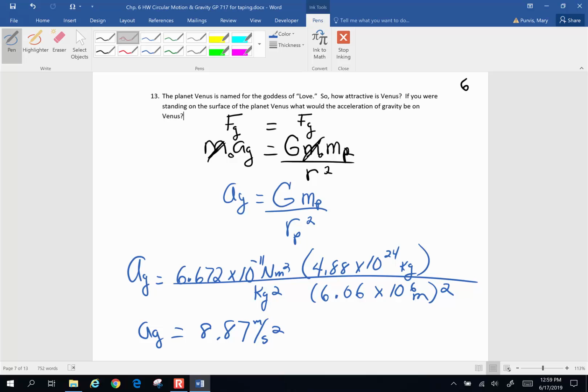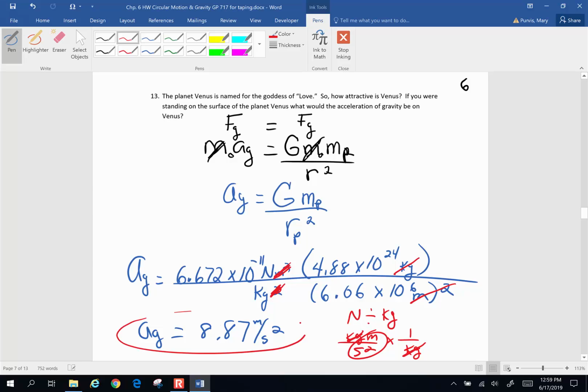Now let's take a look at where the units came from. I have kilograms on the top, kilograms squared on the bottom. So the kilograms on top will get rid of one of those. Meters squared, we'll get rid of meters squared. Now, how the heck do I get meters per second squared out of this? So a Newton on the top divided by a kilogram. Well, a Newton is a kilogram meter per second squared. Divide by means invert and multiply. So multiply by 1 over kilograms. This cancels this. I end up with meter per second squared. And hallelujah, the units actually work.